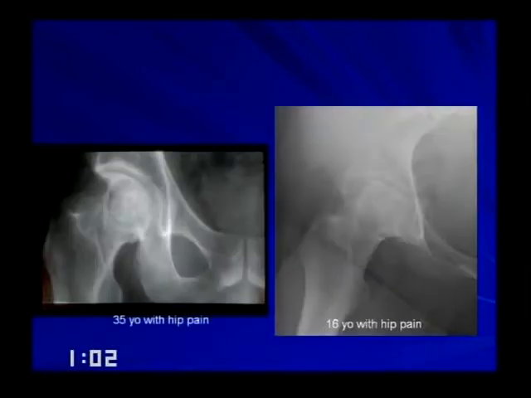Now, here we have 2 patients. One's 35 years old with hip pain. One's a 16-year-old with hip pain. They both have epiphyseal lesions. Here's a lesion with a nice cortical margin sclerosis, but it's an epiphyseal lesion, and here's another one. And they look very similar. This patient, however, has a chondroblastoma in a young patient, and this patient has a clear cell chondrosarcoma. That is a variant of a chondrosarcoma that occurs in the epiphysis and usually in 30 or 40 year olds. So the age helps you with your differential here.